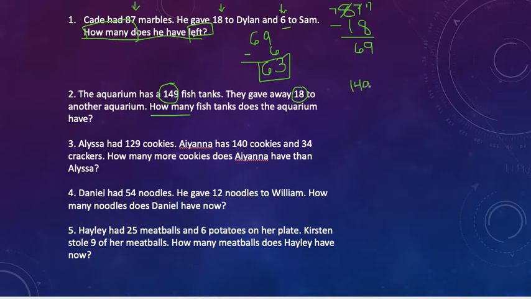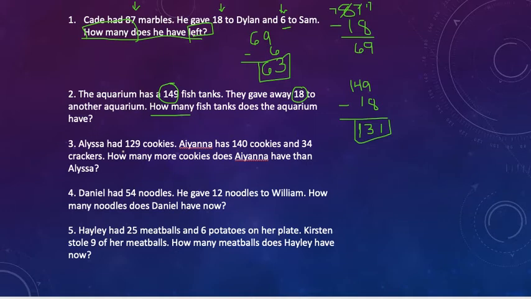We have 149 minus 18. We have 9 minus 8 is 1. 4 minus 1 is 3. 1 we're not subtracting with anything. We're just bringing that down. So our final answer is 131. So the aquarium now has 131 fish tanks. All right, let's move on to the next one.